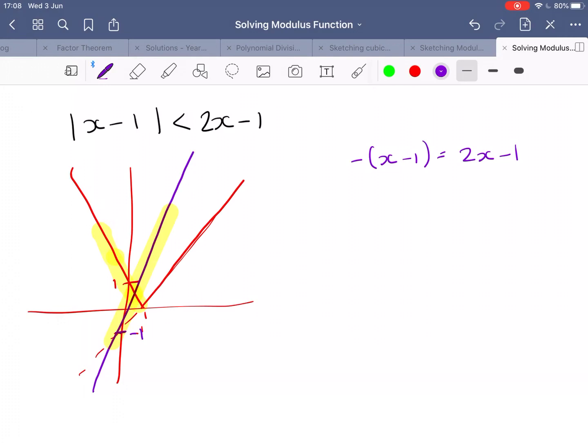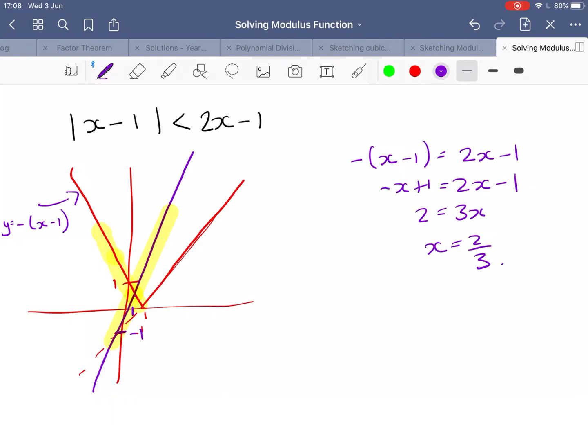Because remember, if I think about just this line here, what's the equation of this line? It's the negative of the x minus 1. So it's y equals minus brackets x minus 1. Expand that bracket, equals 2x minus 1. Add x to both sides, add 1, so you get 2 equals 3x. So x is 2/3. And that looks reasonable from the diagram because that's there, 2/3.